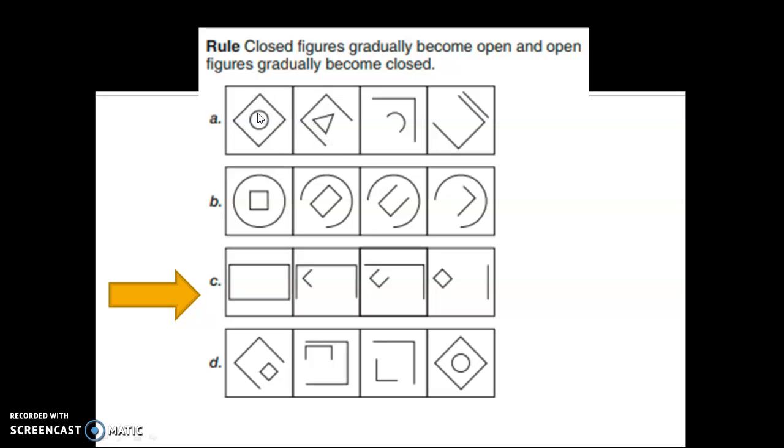Here the entire figure is changed. The circle became a triangle, so this is not possible. Here the circle is opening, but the square became a rectangle and then it is opening. So this is not right. Even here, it was a square and then it became a circle. So these are not even options to think of when the figures change entirely.